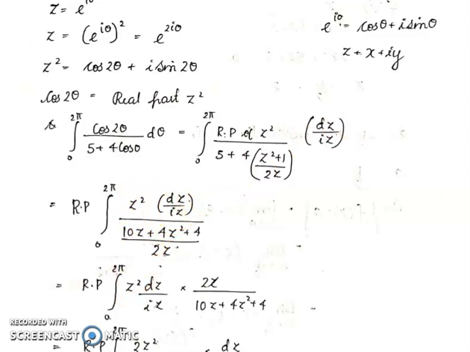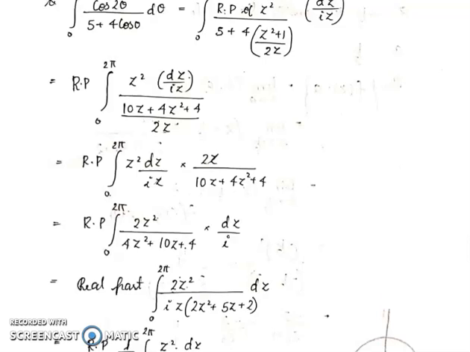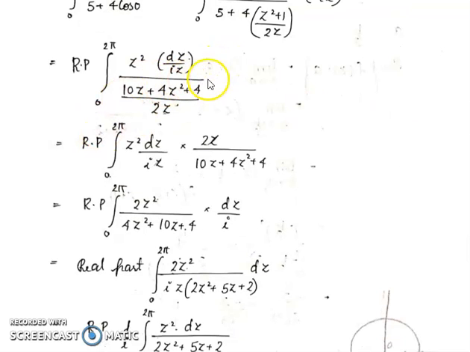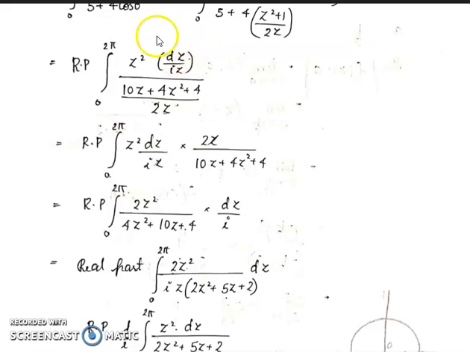Now we write the next step. z square dz by iz, and the denominator will become a reciprocal, that is 2z by 4z square plus 10z plus 4. So ordinary simplification. Here 1z will be eliminated, so 2z square by the remaining term, then dz by i. So this is 2 by i.